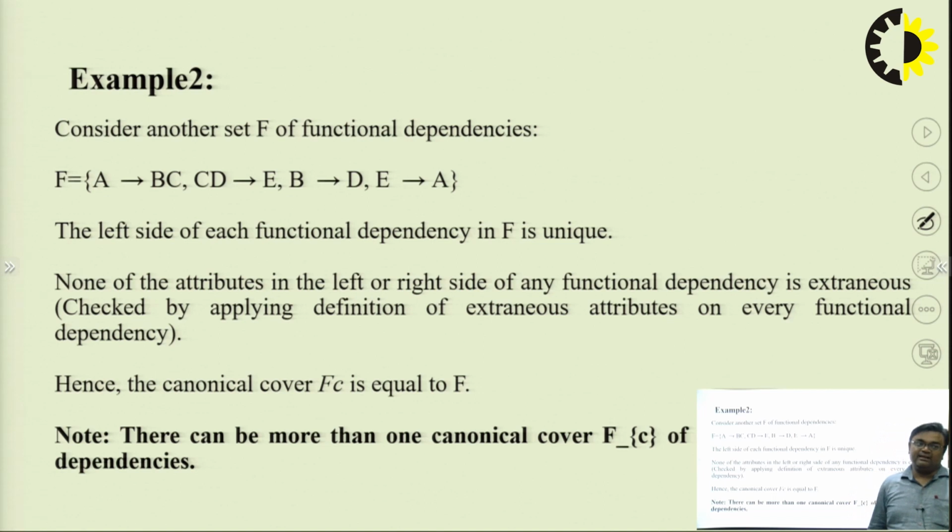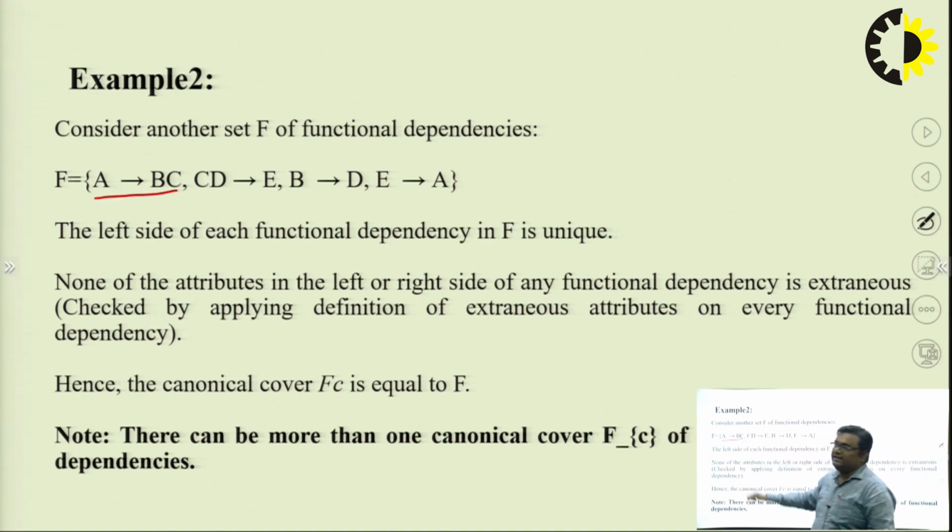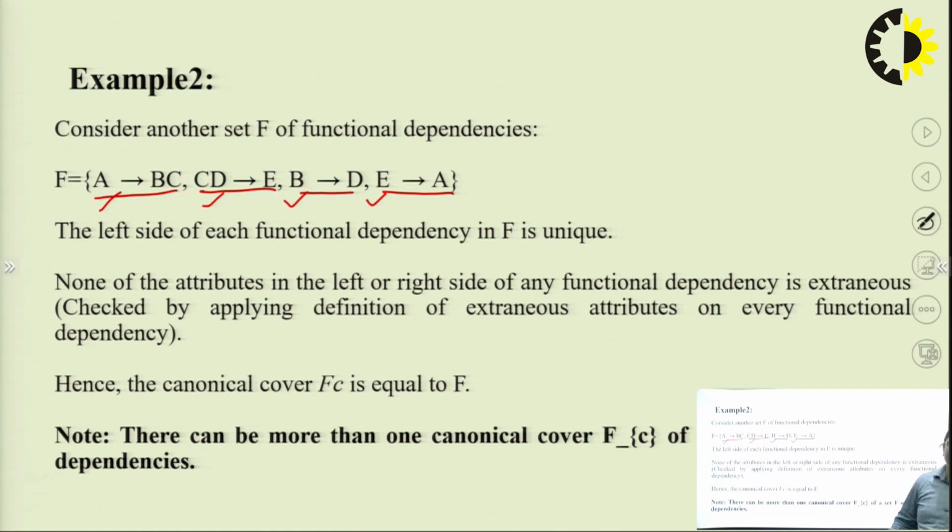Let us have one more example. Consider another set of functional dependencies F. The set is A to BC, CD to E, B to D, E to A. So, here we can say that the left side of each functional dependency in F is unique. We can see that A, CD, B, E, all are unique. So, if all are unique, how can we remove the extra? How can we see something is extra? If it is repeated, then we can say it is extra.